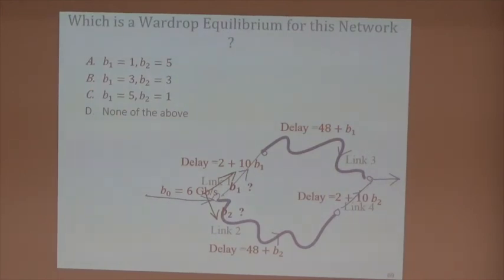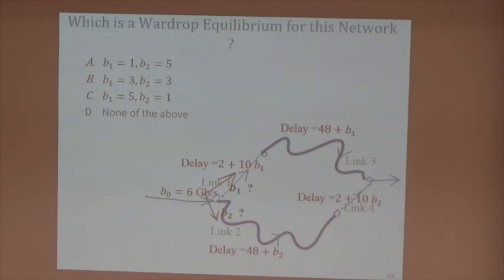Which one is a Wardrop equilibrium for this network? How will the traffic be split at equilibrium? I close the poll.